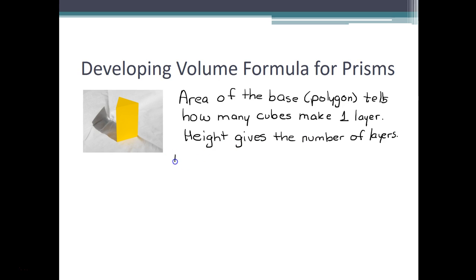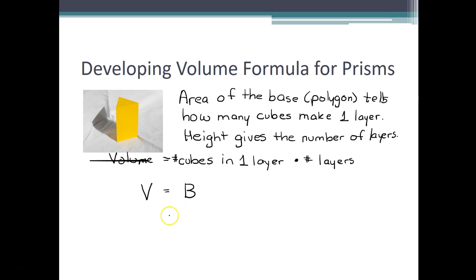So if we have number of cubes in one layer times number of layers, that'll give us our volume. So what we do is you write capital B, and that stands for area of the base, times H, which is the prism height. And that'll tell us the volume of any prism.